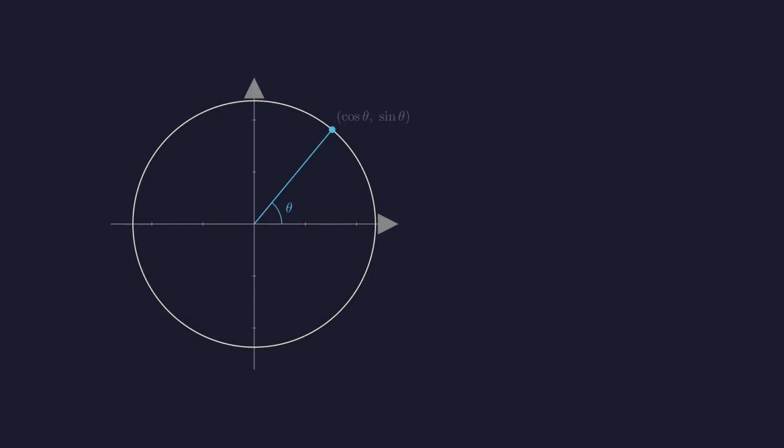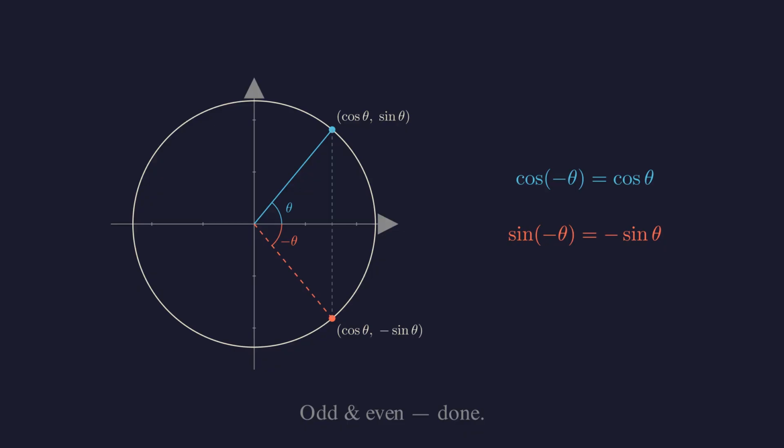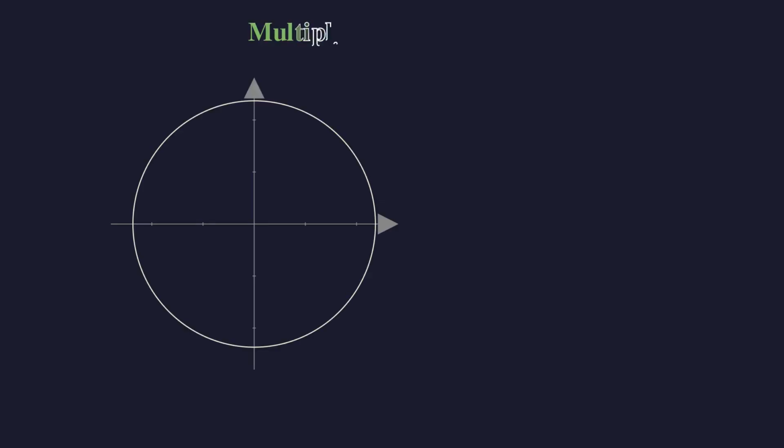Negative angle? Look at the unit circle. Reflect the point across the x-axis. The x-coordinate stays the same. Cosine of negative theta equals cos theta. The y-coordinate flips. Sine of negative theta equals negative sine theta. Odd and even. Done.